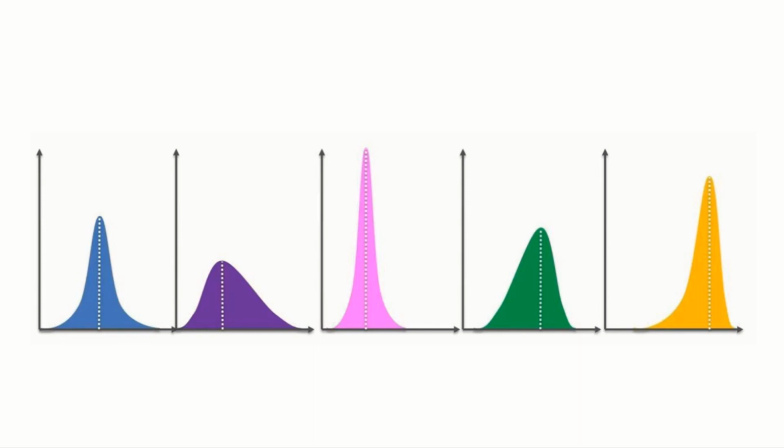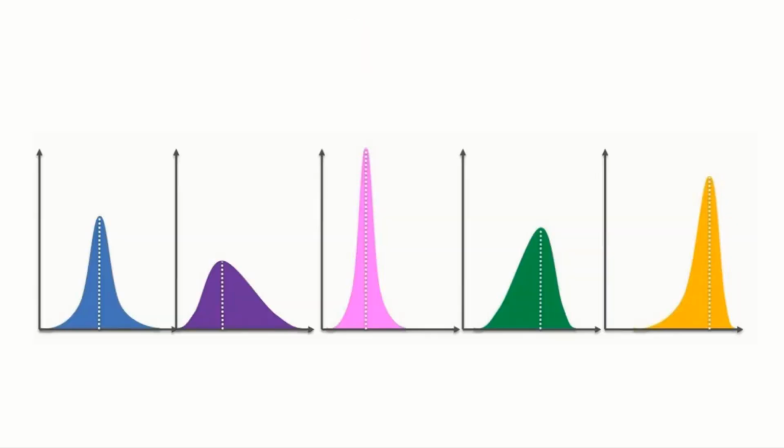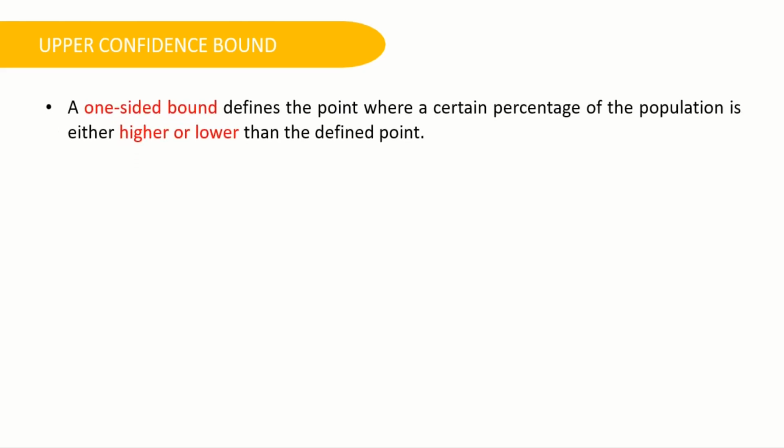But to understand this, you need to understand upper confidence bound. So don't worry, we will come back to this slide again. For understanding that, we need to understand what is upper confidence bound. Before that, what is one-sided bound? There are 2 types of bounds. One is two-sided bound and another one is one-sided bound.